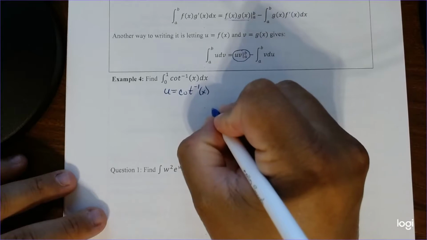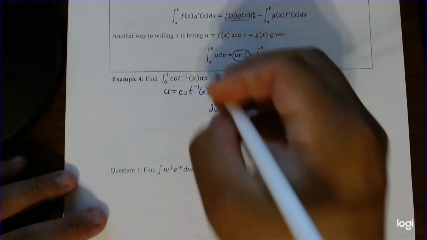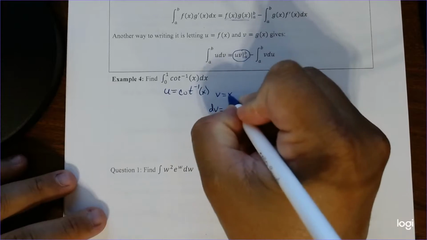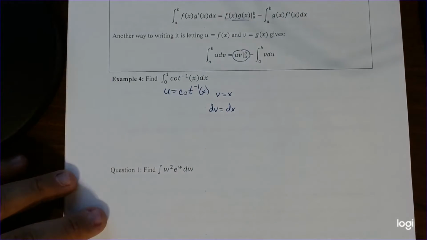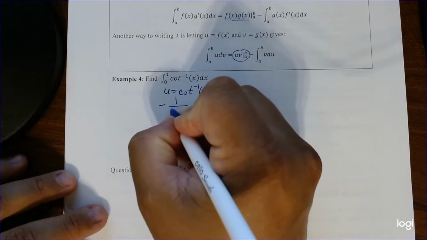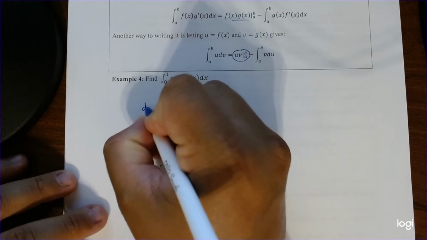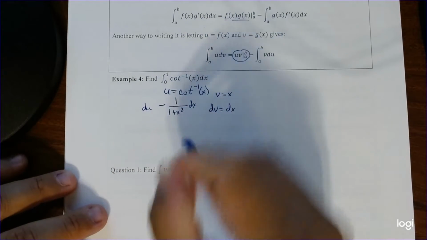Okay, so then dv is just going to be dx. So the integral of that is just going to be x. And the derivative of this, again, is just a property. It is negative 1 over 1 plus x squared. So this is du dx.